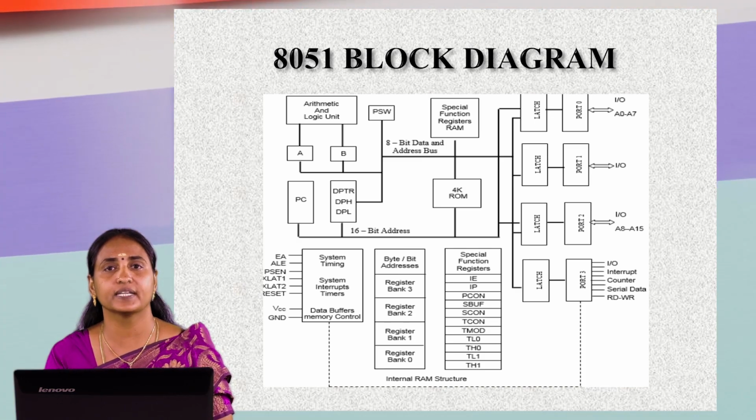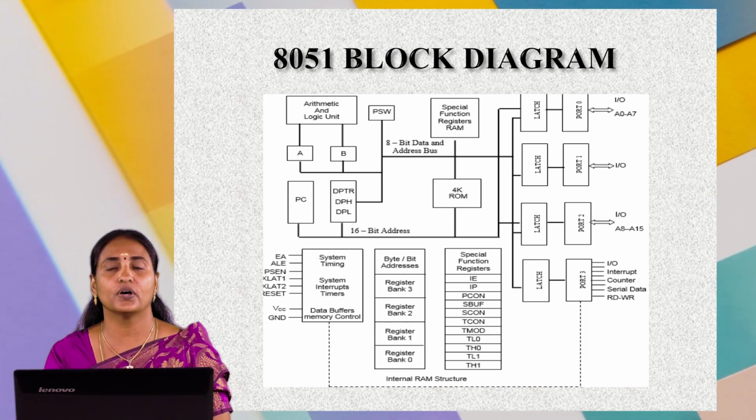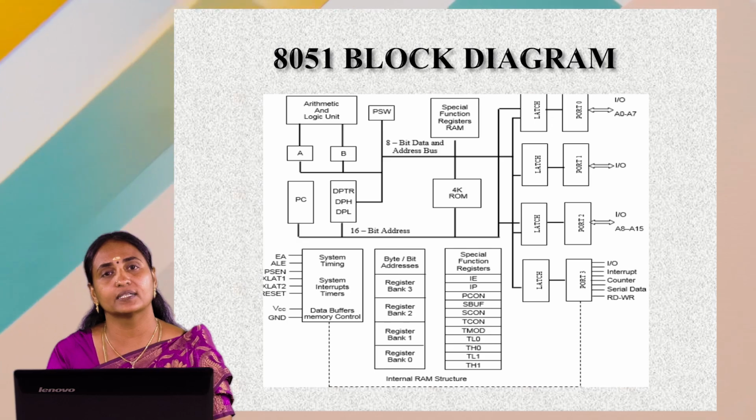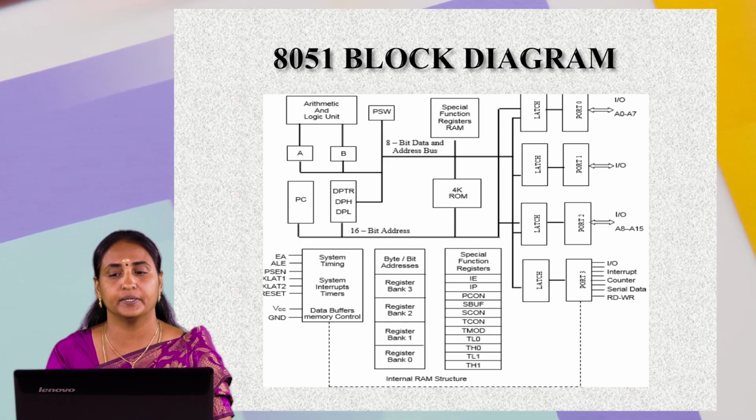The 8051 microcontroller has 4 ports, that is port 0, port 1, port 2, port 3. Port 0 acts as an IO port, it acts as an address bus also. Port 1 acts as an IO port only. Port 2 acts as an IO port and also as the address bus.